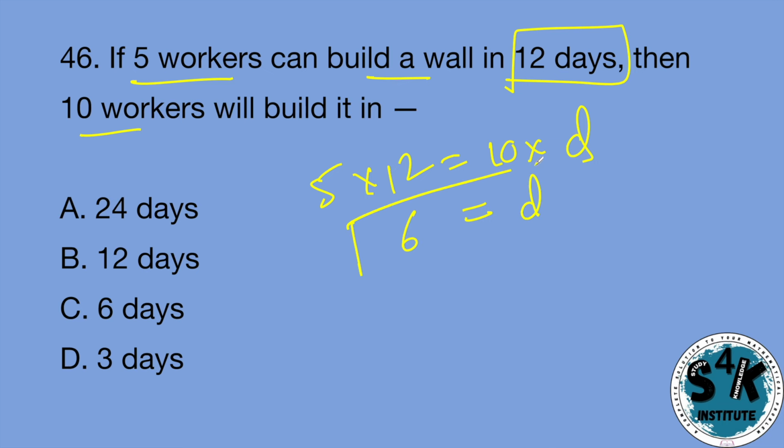Okay, D will be 6, because when you simplify this, 5 will cancel with 10 by 2, and 2 will cancel 12. So D will be 6 days. Okay, since they are inversely proportional. If they are directly proportional, we will take the ratios. Just keep these in mind. Since you have already done this, I am just doing it to make you revise the topics. That's it.